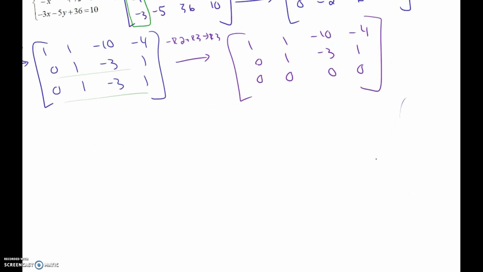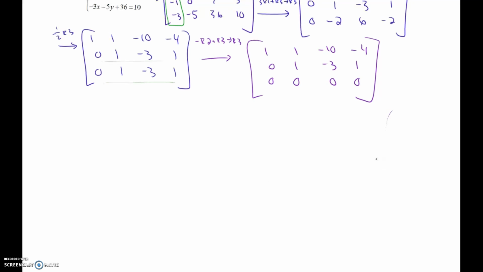So then if we just convert it back into our regular system, this is x plus y minus 10z equals negative 4, and y minus 3z equals 1, and 0 equals 0. And this 0 equals 0, basically, remember when we were solving them by hand in the last, whenever the variables disappear and you get a true equation, it means you have infinitely many solutions. So these are going to be 3 planes in 3 space that intersect on a line. So we got to find a way to express the infinite solution set.